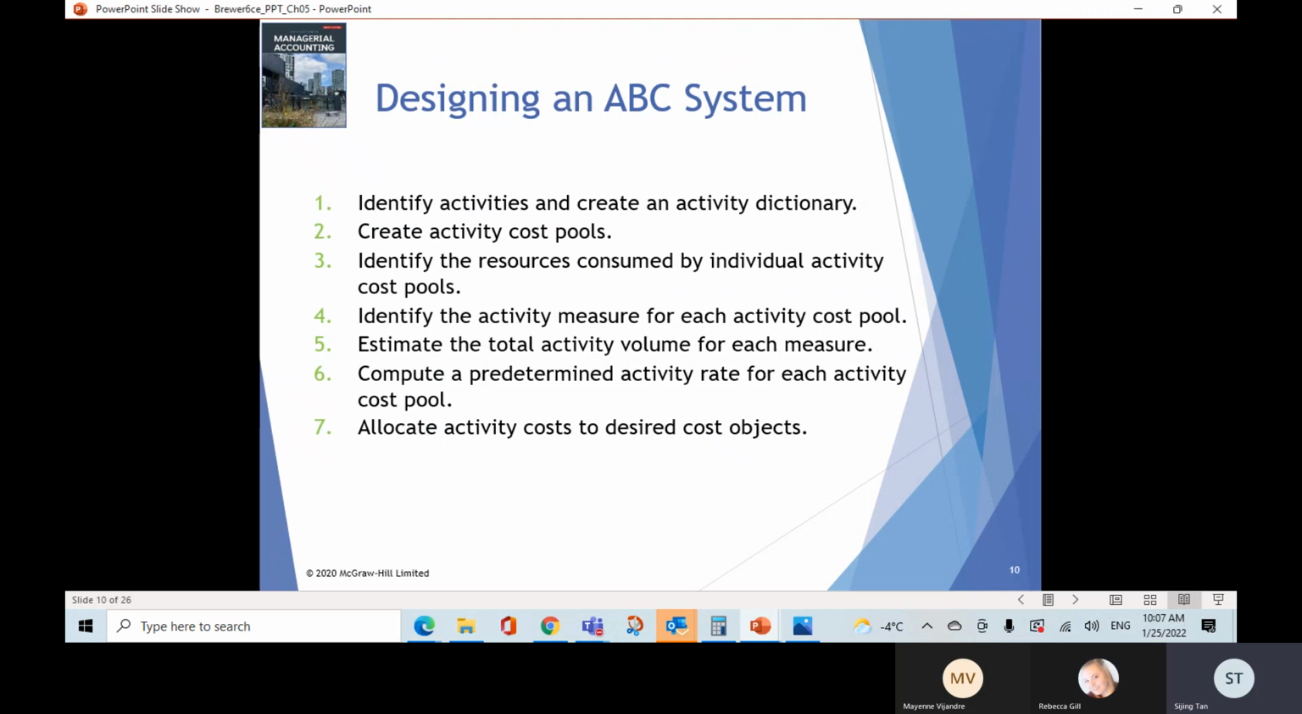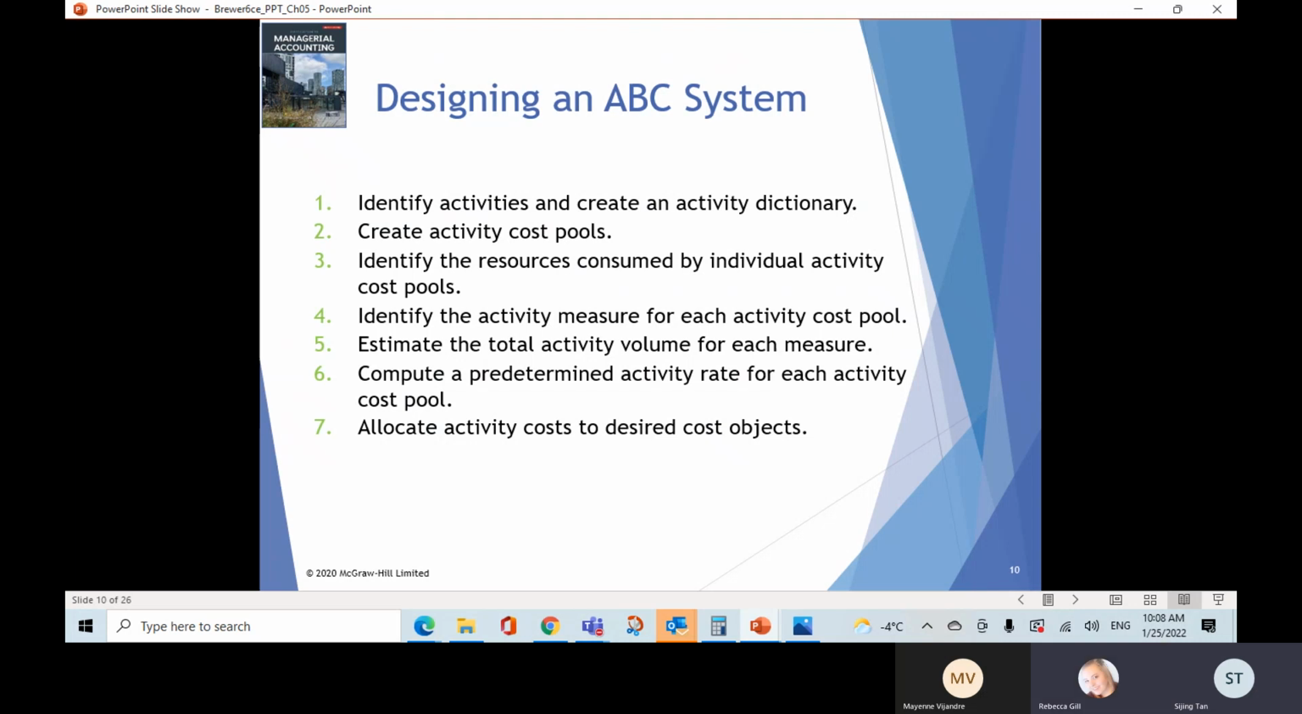Related activities are frequently combined to reduce the amount of detail and record-keeping costs. Let's give some examples. For example, several actions may be involved in handling and moving the raw materials, but this may be combined into a single activity we call material handling. So you can summarize it and make it a smaller pool.